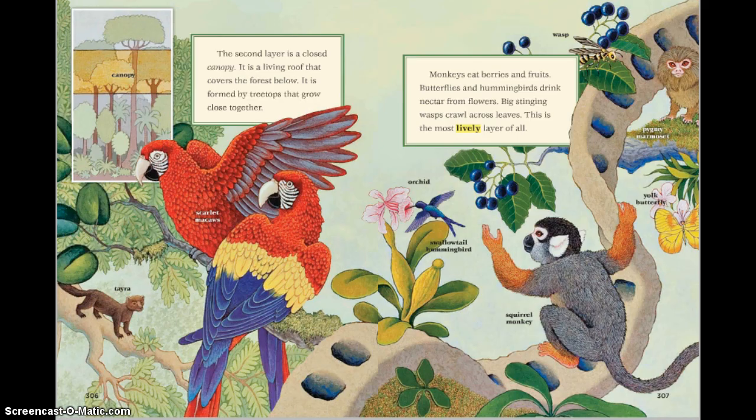Canopy. The second layer is a closed canopy. It is a living roof that covers the forest below. It is formed by treetops that grow close together. Monkeys eat berries and fruits. Butterflies and hummingbirds drink nectar from flowers. Big stinging wasps crawl across leaves. This is the most lively layer of all.